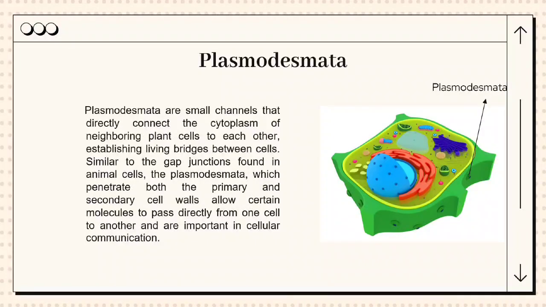Plasmodesmata are small channels that directly connect the cytoplasm of neighboring plant cells to each other, establishing living bridges between cells, similar to the gap junctions found in animal cells. The plasmodesmata, which penetrate both the primary and secondary cell walls, allow certain molecules to pass directly from one cell to another, and are important in cellular communication.